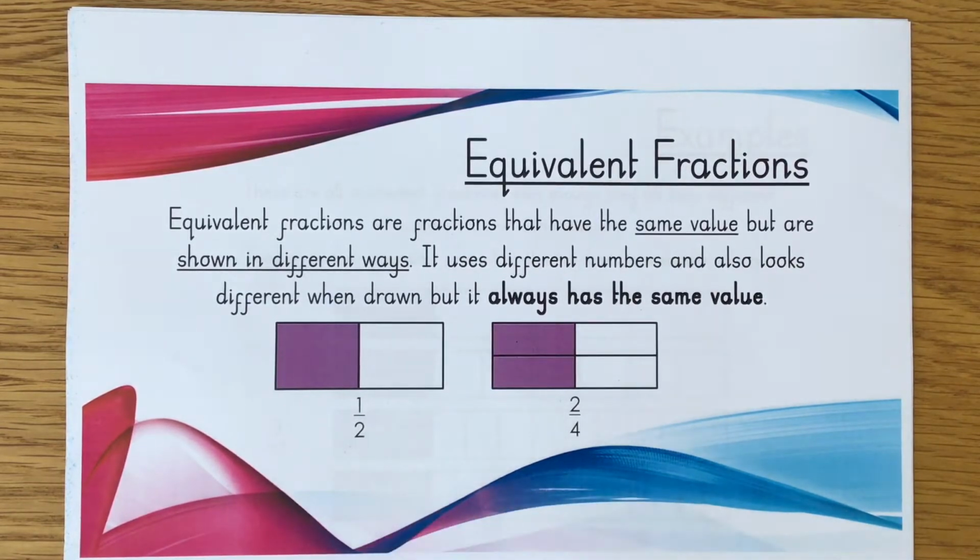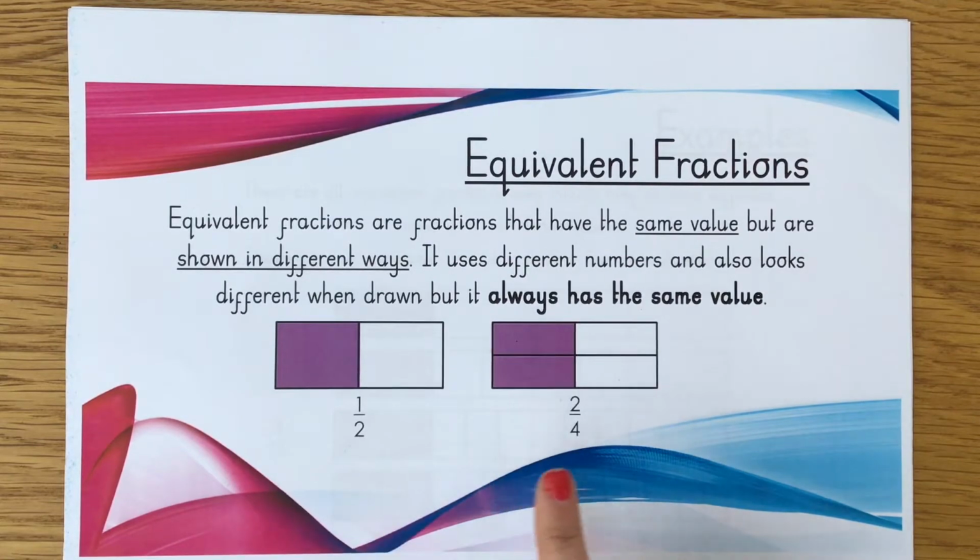So as you can see here, I've got two fractions. They are written differently. They have different numerators and different denominators. This fraction is showing a half and this fraction is showing 2/4. However, when you look at these images, the amount that has been shaded is the same, but they are shown in different ways.